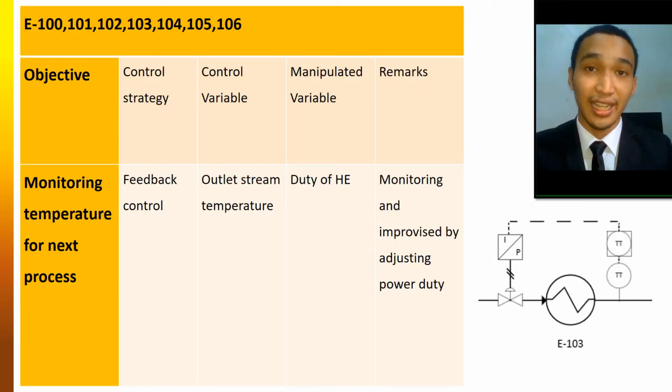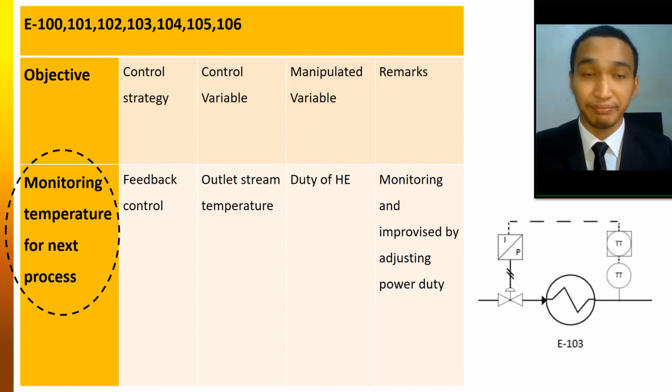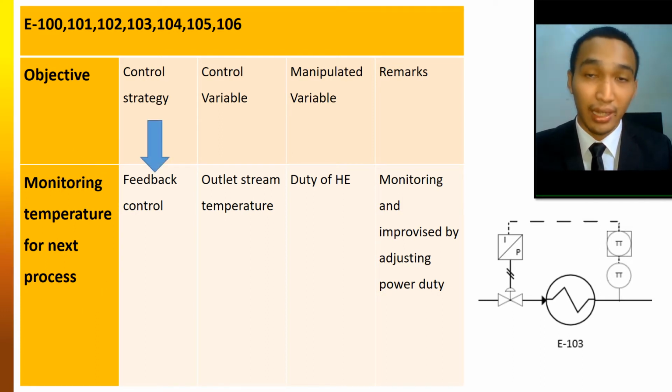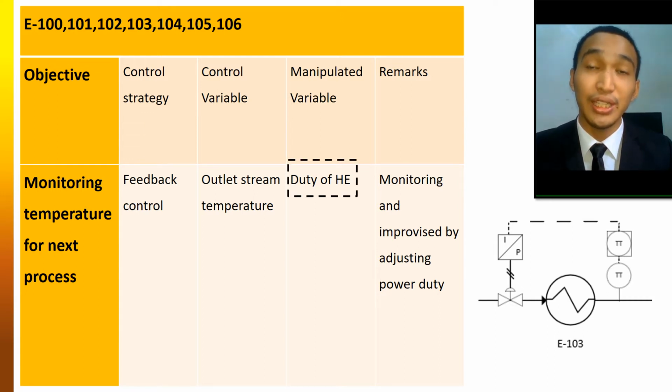Shown in the slide is a PNID of a heater. The objective of the control is to monitor the temperature of the outlet stream. So what we do is implement feedback control, and what we manipulate is the heating duty of the heat exchanger.